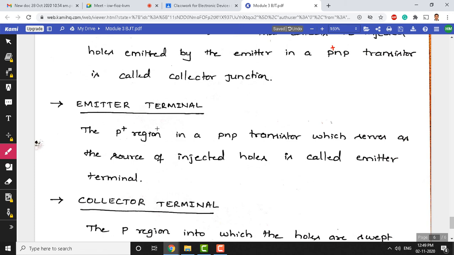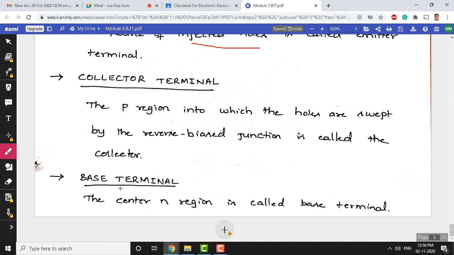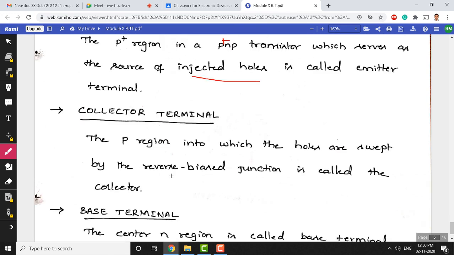Now, the terminals. The emitter terminal is the P plus region in a P plus NP transistor, which serves as a source of injected holes, and it emits holes. In the case of an N plus PN transistor, it emits electrons. The collector terminal is the region into which holes are swept by the reverse biased junction. The third one is the base terminal, the region at the center. The base acts like a control terminal between the emitter and the collector.